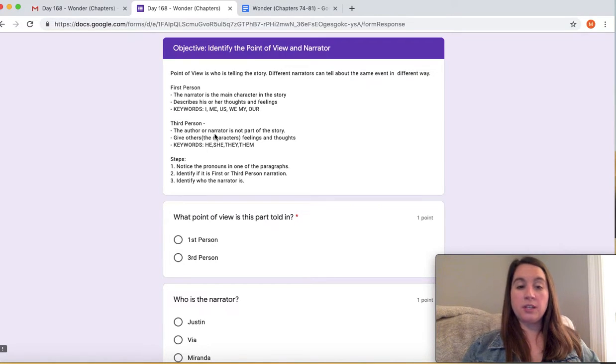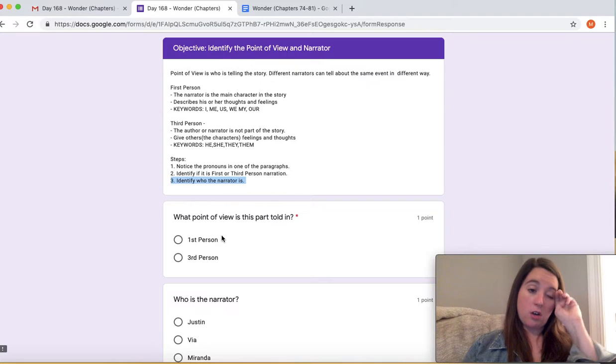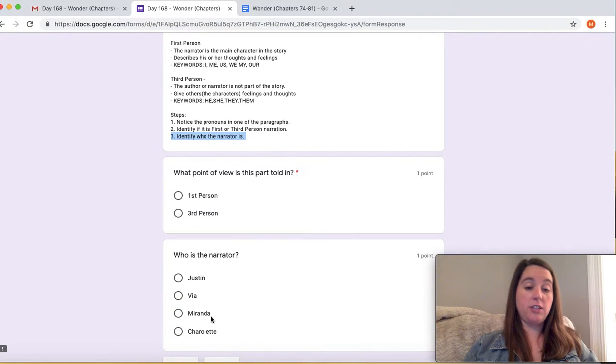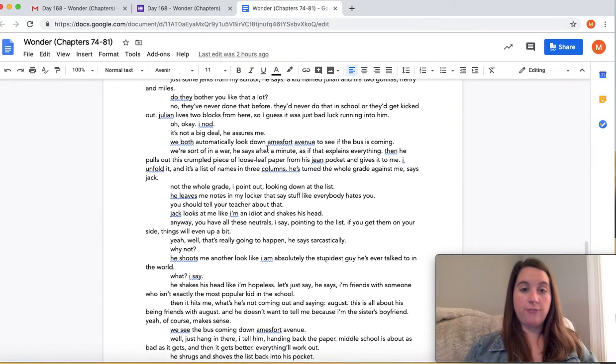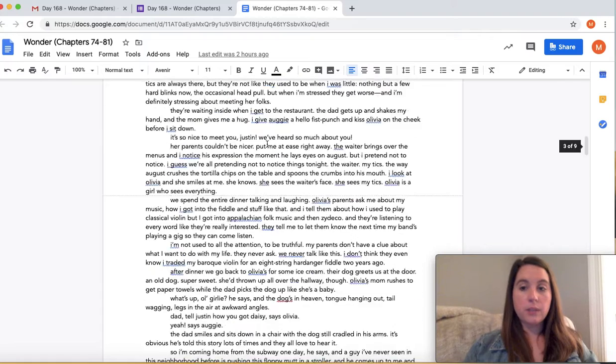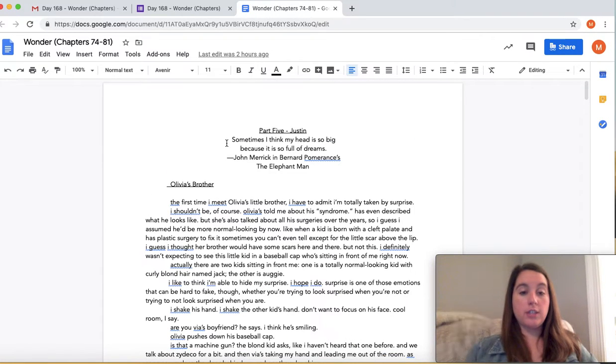If it's in third person, it means that the narrator is not part of the story. So you won't know their name. It's just a narrator. And it would show you their feelings and thoughts, and you would see the words he, she, they, them. So the first step is we're going to look and notice the pronouns in the paragraph. Then we're going to identify if it's first or third person. And finally, we're going to identify who the narrator is. So first or third person, and then is the narrator Justin, Via, Miranda, or Charlotte. So we're going to start, and we're going to read chapter 1 together today first, and then we'll go back to that. So, part 5, Justin.